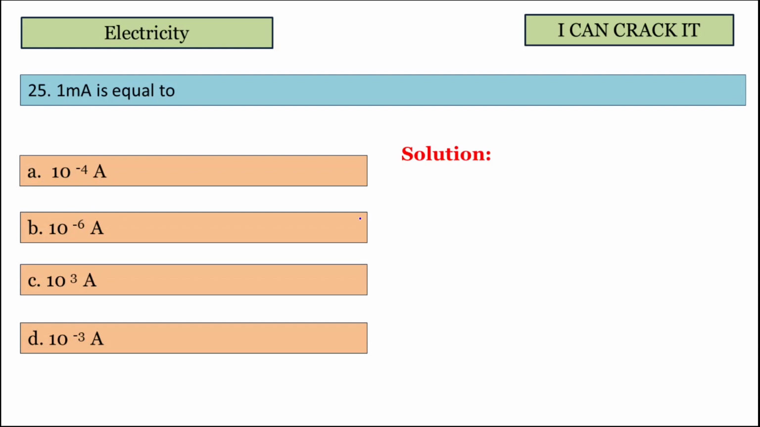1 milliampere is equal to. See, milli means 10 raised to minus 3. Micro means 10 raised to minus 6. Nano means 10 raised to minus 9. So remember these prefixes, right? So here they have asked 1 milliampere. Milli means 10 raised to minus 3. So 1 milliampere means 10 raised to minus 3 ampere. So which option? Option D, 10 raised to minus 3. Okay.